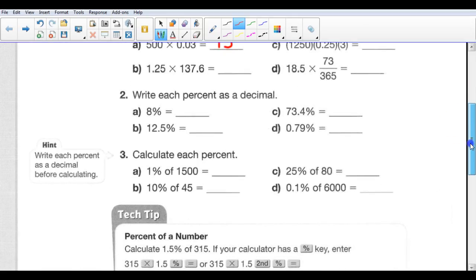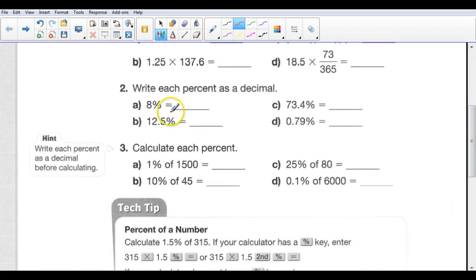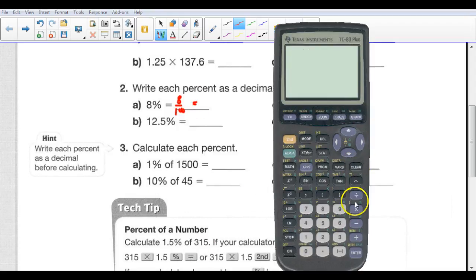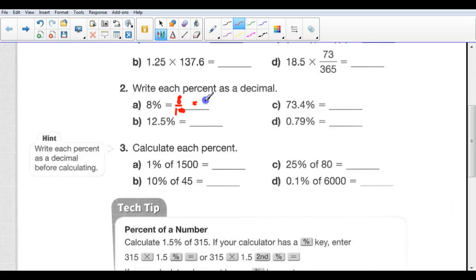Okay, write each percent as a decimal. Now, if you remember from Math 10-3, percent means per 100. So 8% is just the exact same as the fraction 8 over 100. If you just take your calculator and do 8 divided by 100, you're going to get an answer of 0.08. Most of you should be able to do this using mental math, knowing that 8 over 100 is going to be in the hundredths column, because 8 is in the hundredths column.